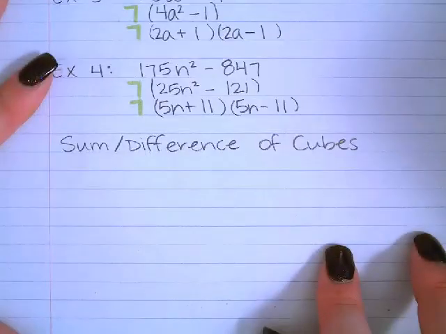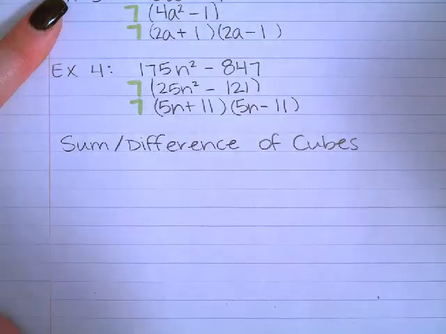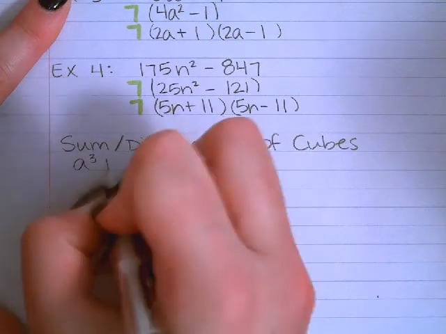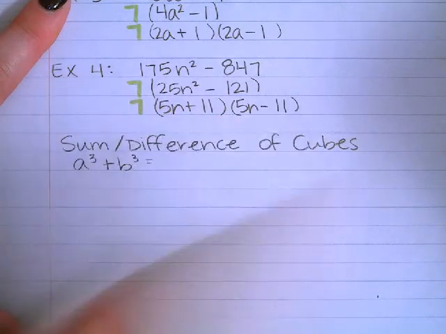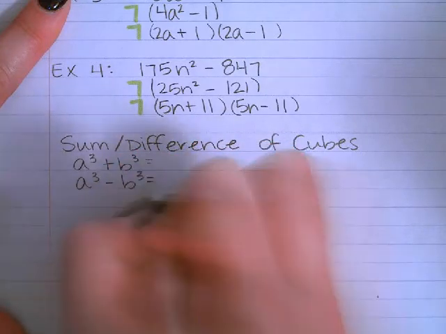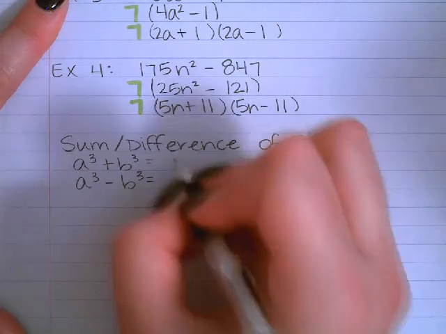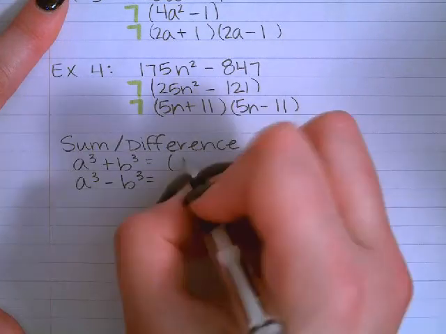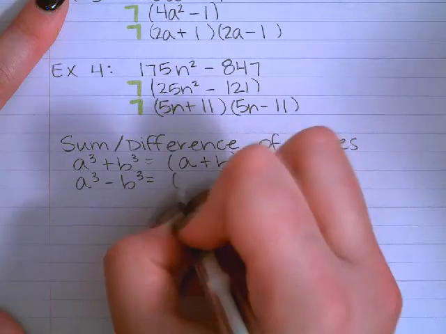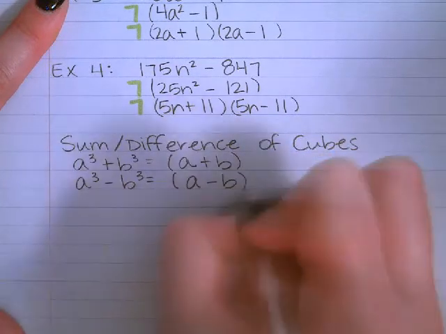Sum or difference of cubes. So here is the formula for this. We have a cubed plus b cubed, that's the sum. And we have a cubed minus b cubed, that's the difference. So the first set of parentheses is just a plus b. Here the first set of parentheses is a minus b.